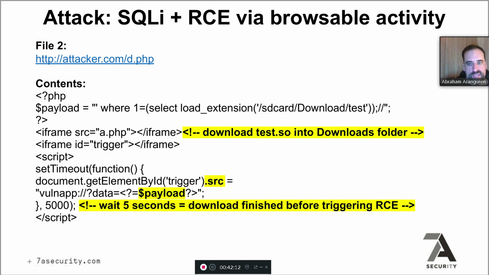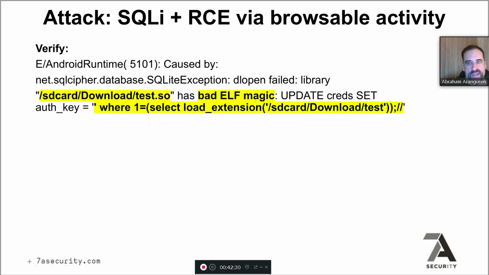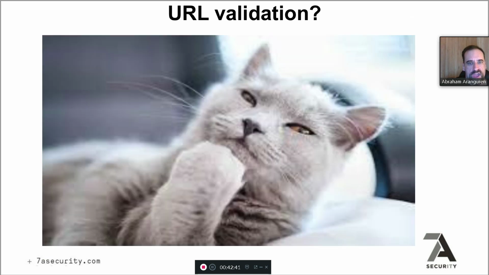And we wait 5 seconds for the download to complete. And then we set the source property of the second iframe to the deep link so that we are basically exploiting the SQL injection and gaining code execution, right? So very nice attack. And of course, we get the same error message, bad ELF magic, because I'm trying to run it, right? So yeah, SQL injection and code execution on Android.